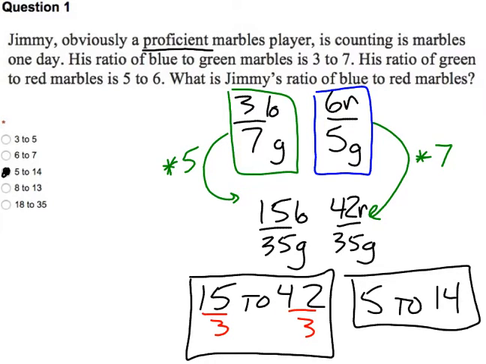Why not? You might have to reduce. Keep in mind a ratio is very similar to a fraction. And if you get 15 to 42, I do need to reduce that. They have a 3 in common. So my answer is 5 to 14.